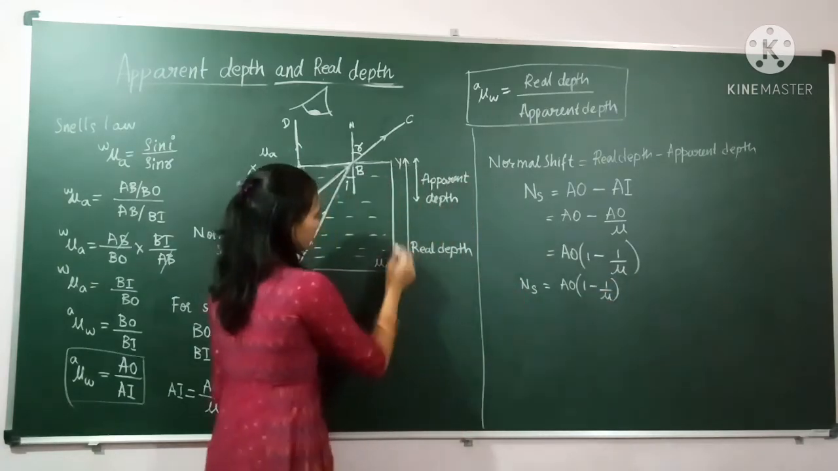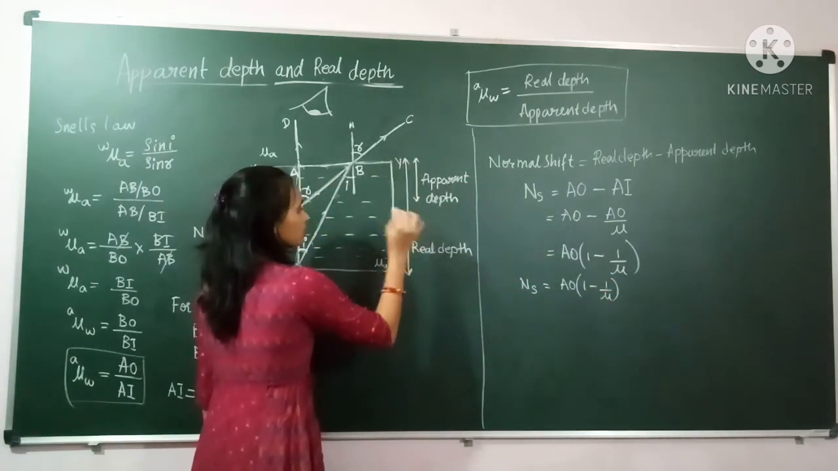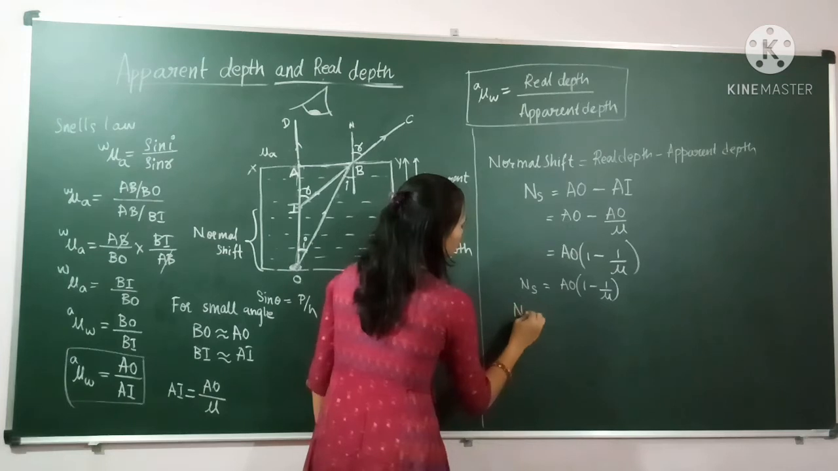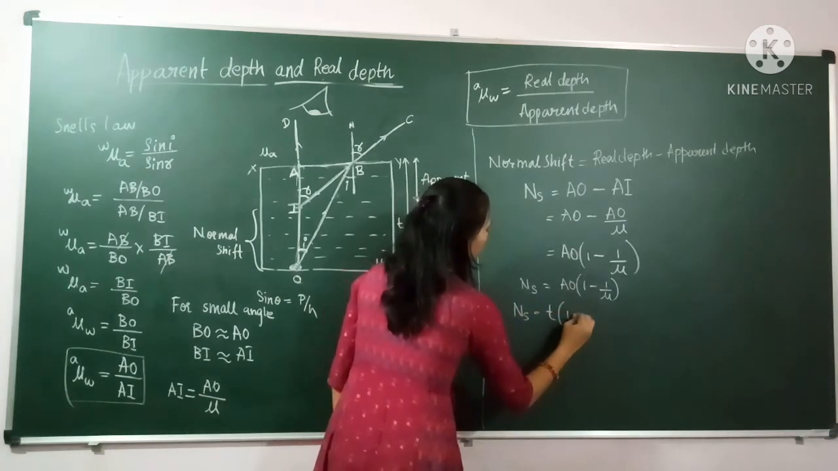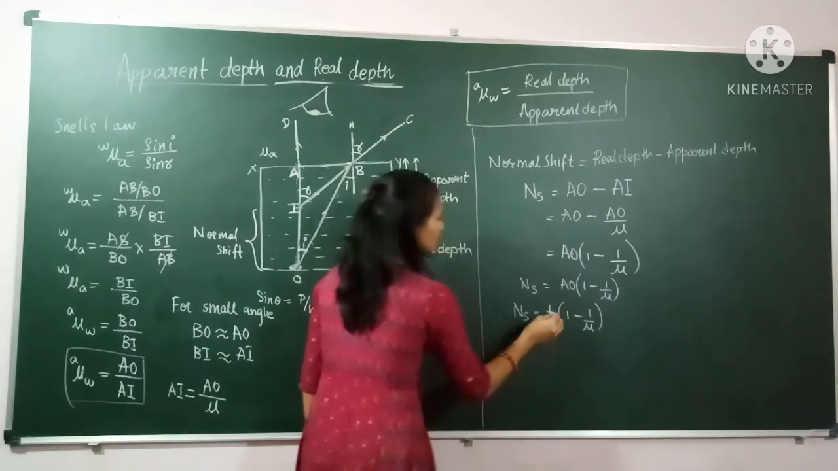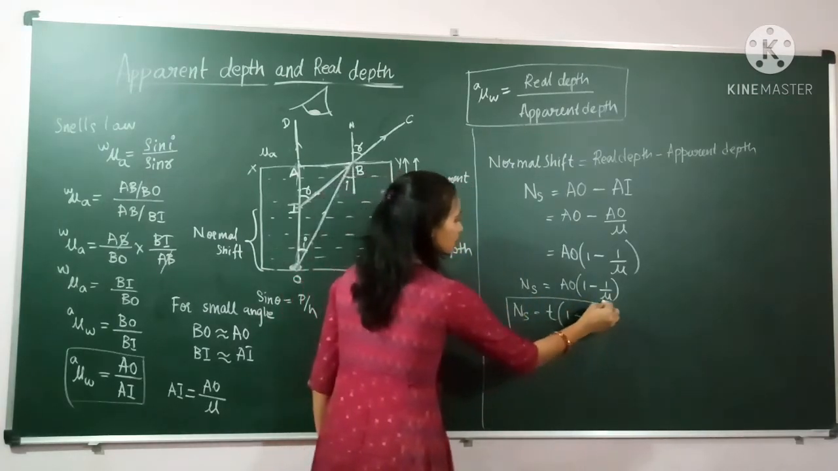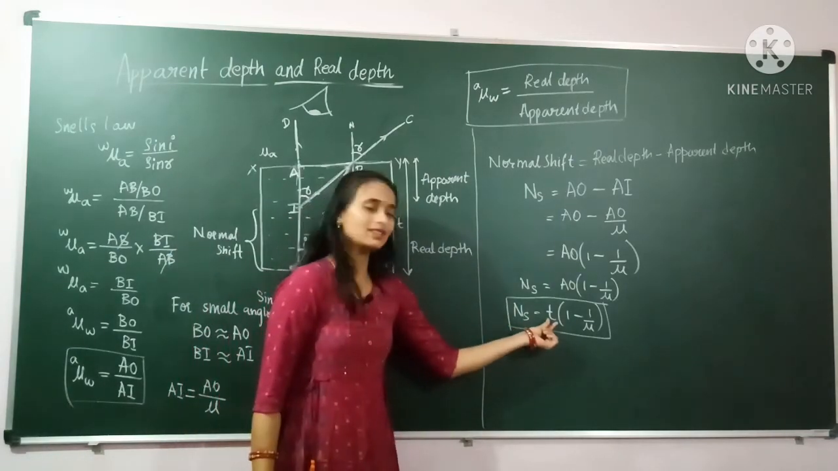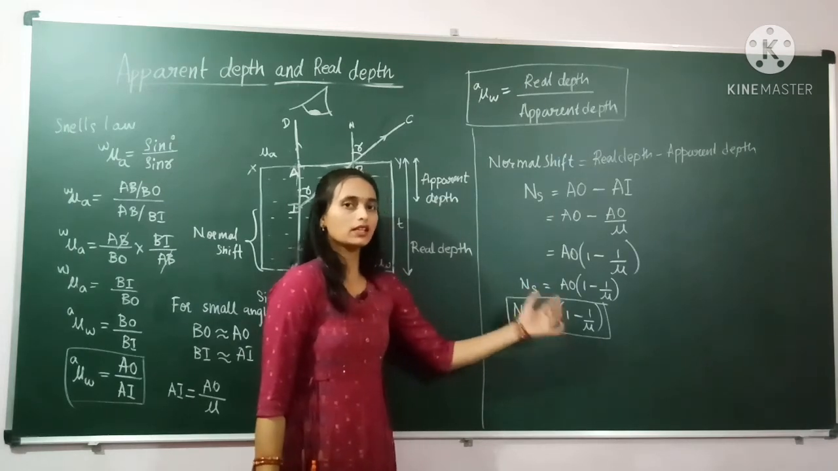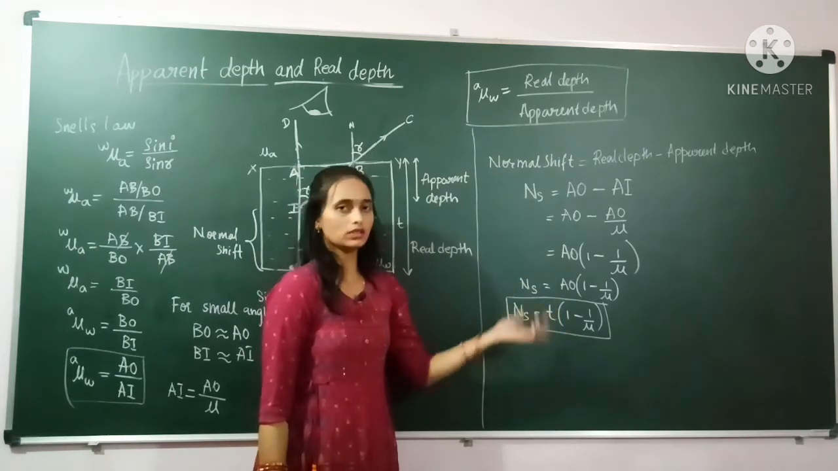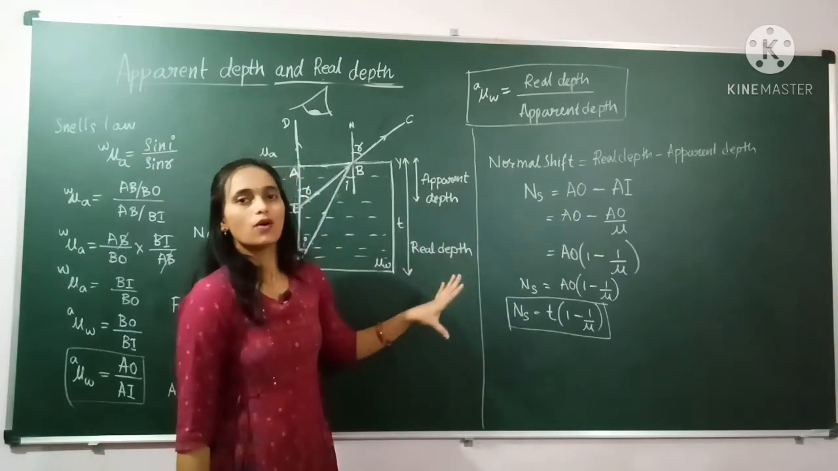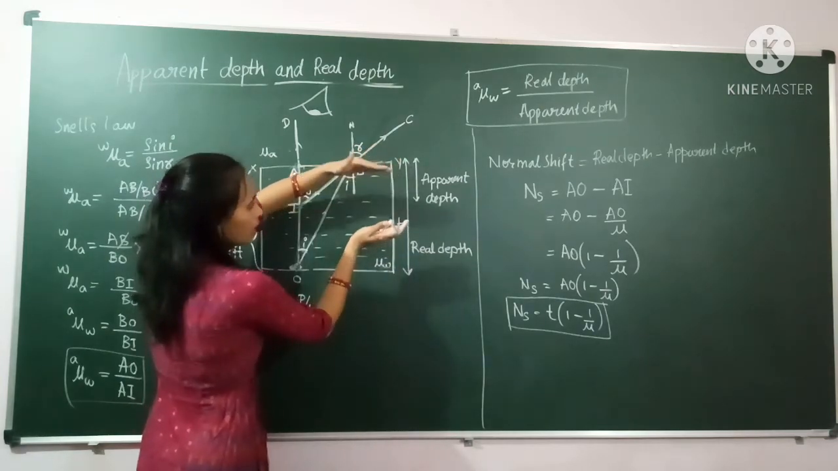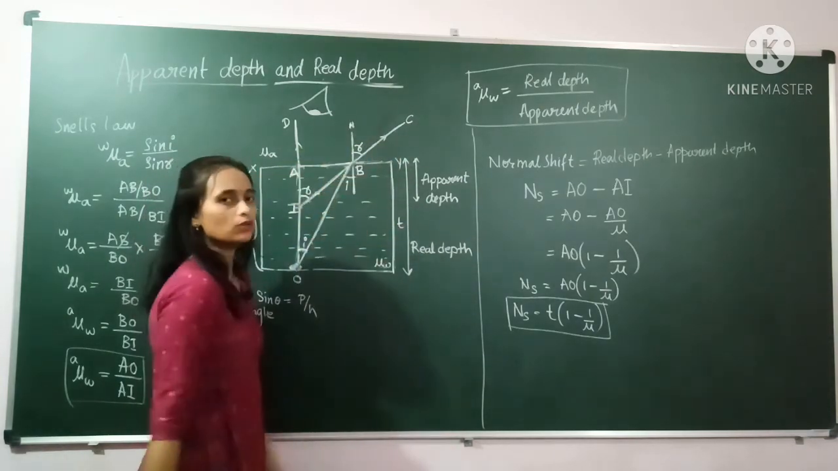Next, this AO is called the thickness, which is represented as T, the thickness of the medium. So here normal shift is equal to T times 1 minus 1 by mu. In some books, in place of T they have written D. D means depth and T means thickness, both are the same. Anyone you can use, either T or D. That is the thickness of that medium, the thickness of this water medium. If the thickness is less, the T value is less. If the thickness is more, then the T value will be more.